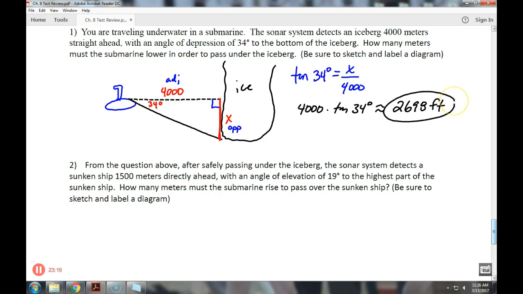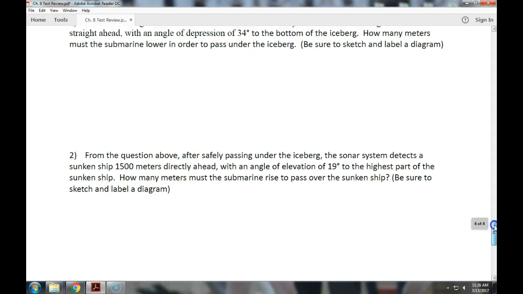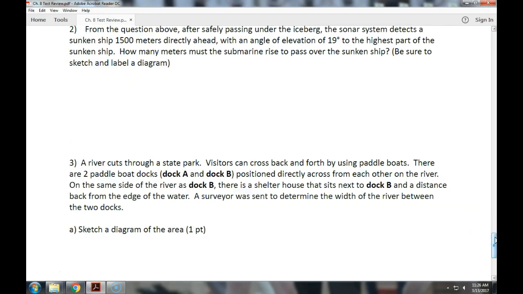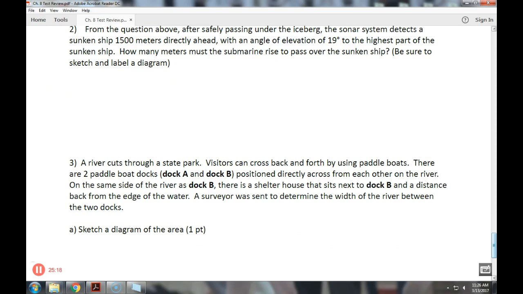2,698 feet is how much lower I have to go to get under that thing so I don't ram it. So luckily it was a right triangle. I could use SOHCAHTOA. Number 2 says, from the question above, once you get underneath that iceberg, you then pick up another issue.